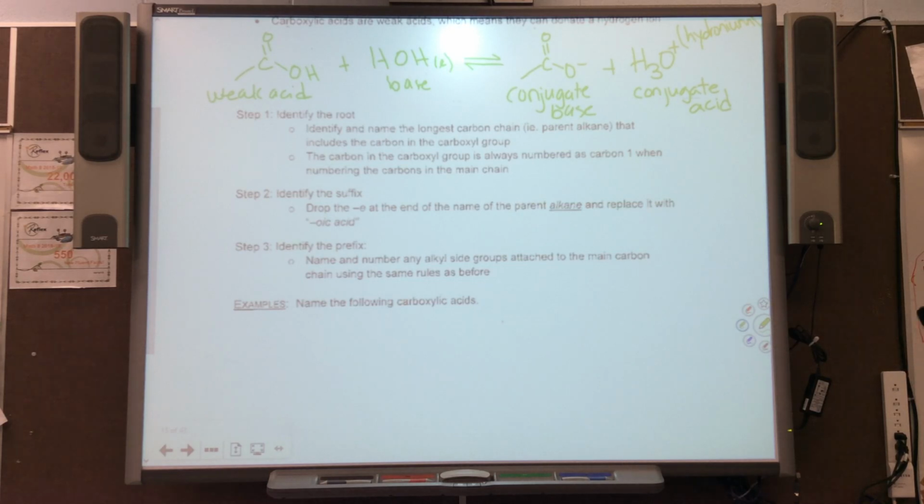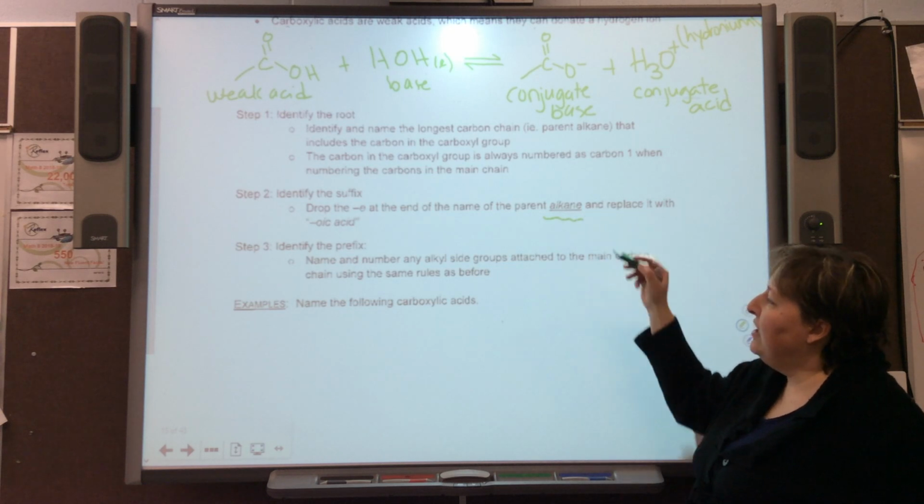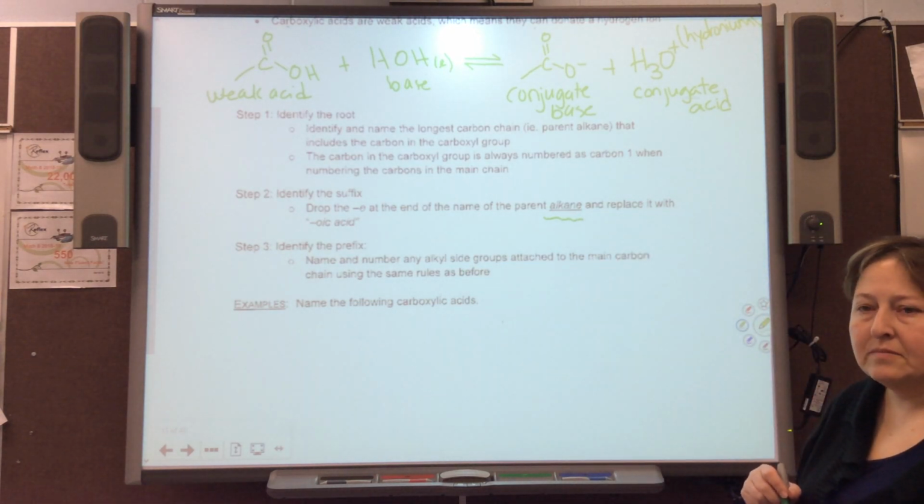Okay, so now we have a new chunk. This is the ultimate on this one. So this is top of the hierarchy now? Top of the hierarchy now, okay? And you always start numbering at this carbon that's double bonded to an oxygen and to a hydroxyl group. Okay? You drop the E at the end of an alkane group, and you put it with an OIC.